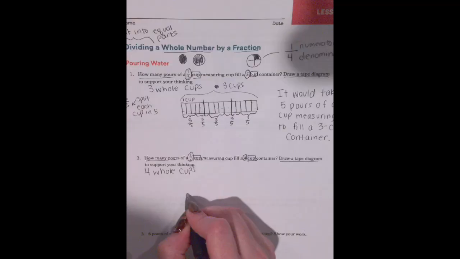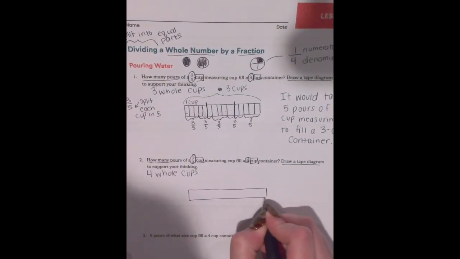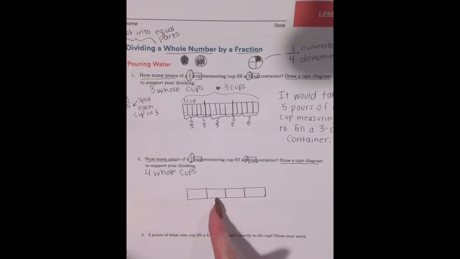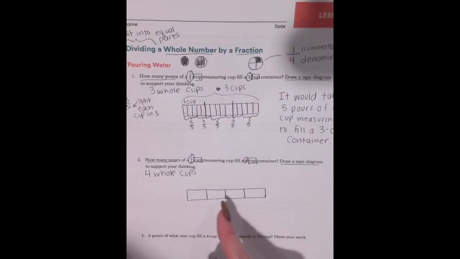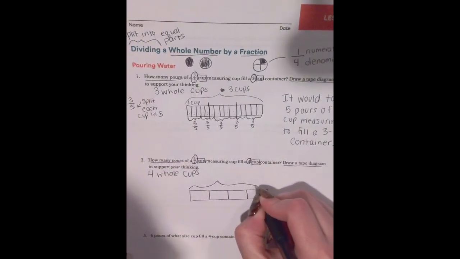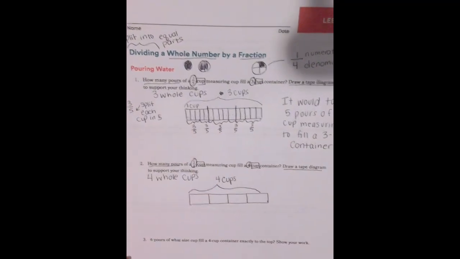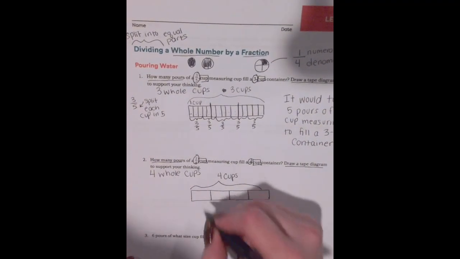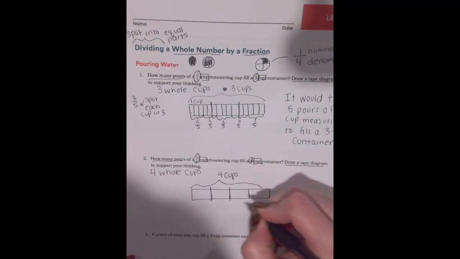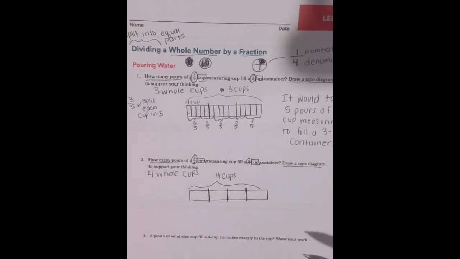So we want to split this. Each of these is 1 cup. So we have 1 cup, 2 cups, 3 cups, 4 cups. This is 4 cups. Now, I'm going to do the same thing I did up here. I'm just going to make this a little bit darker so that we can differentiate the pieces to the wholes. So again, we got 4 cups.